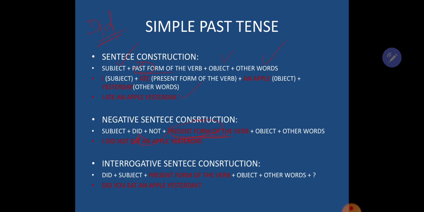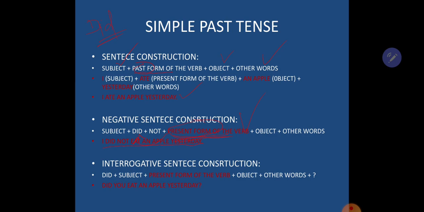Most of the students make a mistake over here. "Did not went" is actually the wrong sentence. "Did not go" is correct. Most of the students make this mistake while speaking. Subject plus did plus not plus present form of the verb plus object plus other words. So the sentence will be like, I did not eat an apple yesterday.